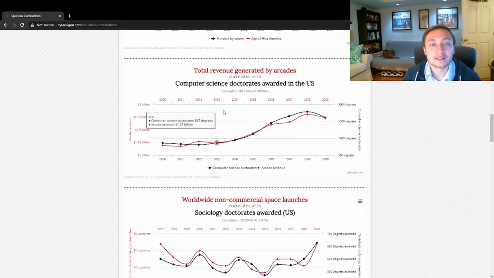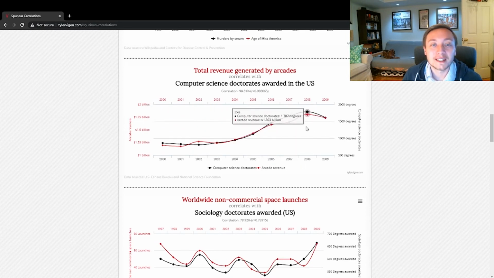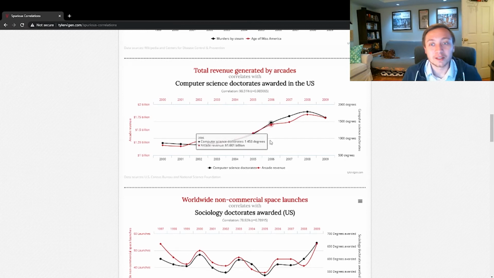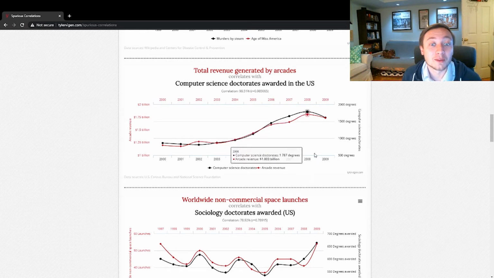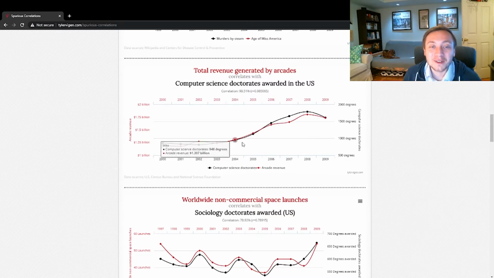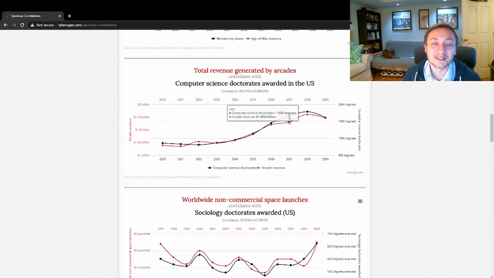Maybe it's because whenever there are more people playing games in arcades, from 2000 to 2009, these people who are playing all these arcade games are also interested in computer science because they like computer games, and so they go to the arcade more often. So more computer science PhD students are driving up the revenue generated by arcades, and that's why these two things are going together. There's a cause and effect story here.